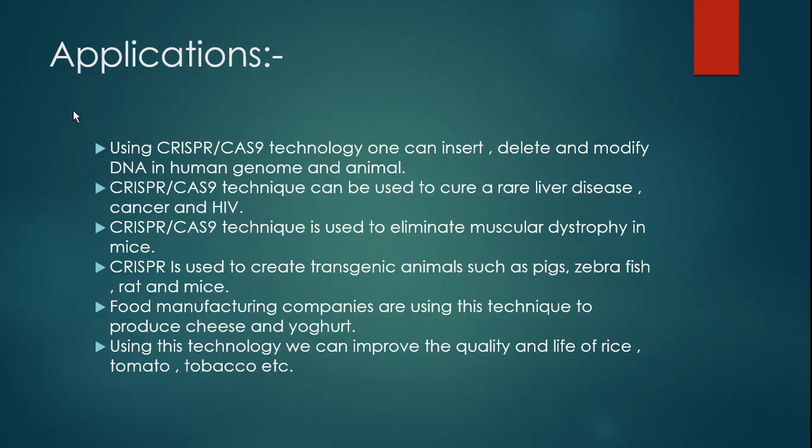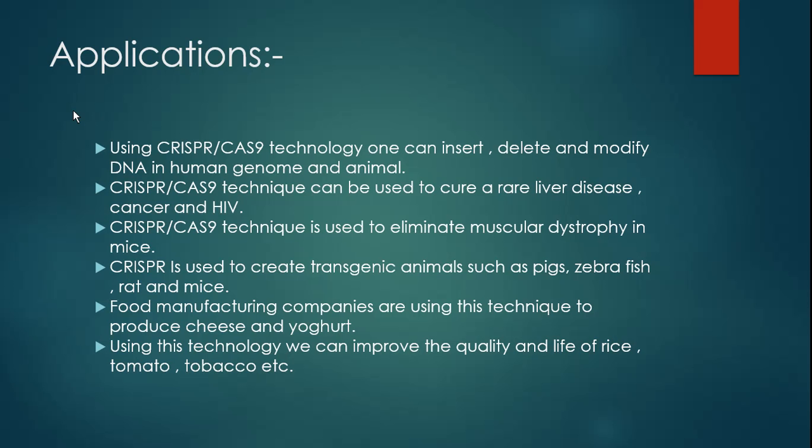CRISPR has many applications in very different areas. Using CRISPR-Cas9 technology, one can insert, delete, and modify DNA in the human genome and in animals. CRISPR can be used in plants also. There are many applications, some of them listed here. CRISPR-Cas9 can be used to cure rare liver diseases, cancer, and HIV. It is used to eliminate muscular dystrophy in mice, and to create transgenic animals such as pigs, zebrafish, rats, and mice.